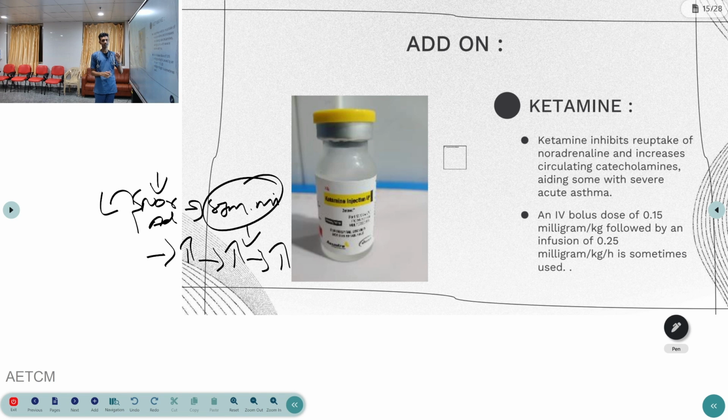Here we give an IV bolus dose of about 0.15 milligram per kg. If the person is still in distress, we can go with an infusion of 0.25 mg per kg per hour. Infusion also we can go up.